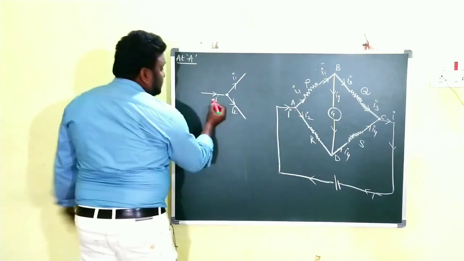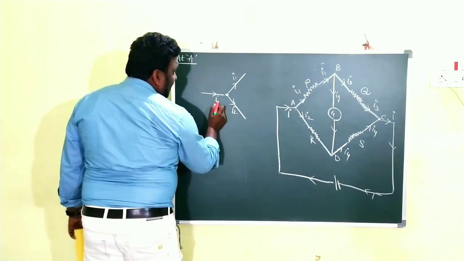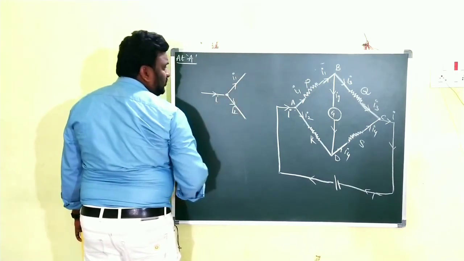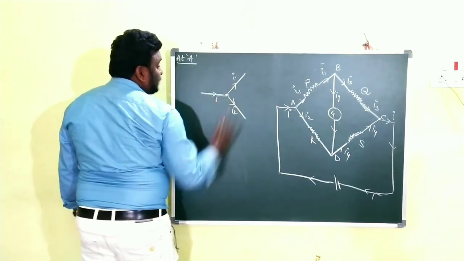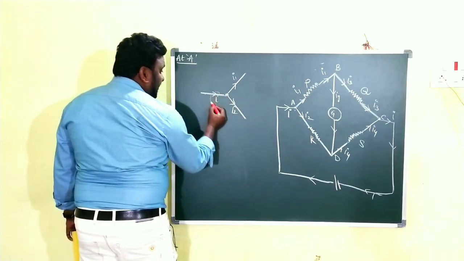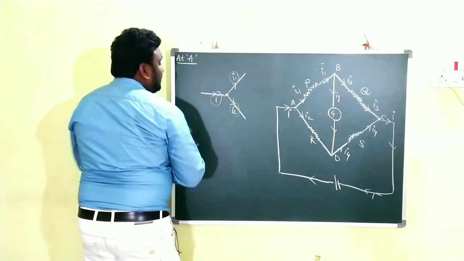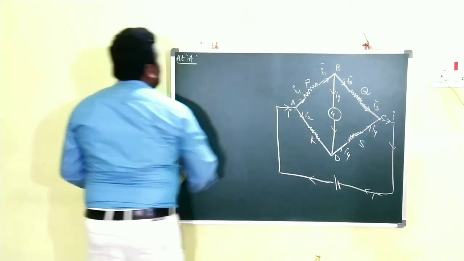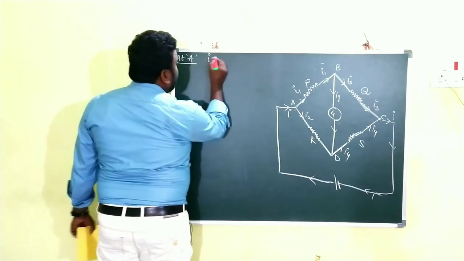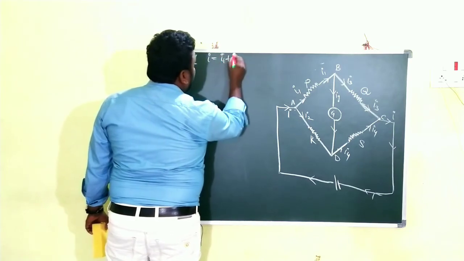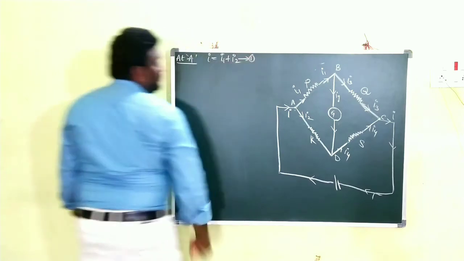So what do you have to write, children? The amount of current entering the junction is I. The amount of current leaving the junction is I1 and I2. So according to the first law, amount of current entering the junction equals the amount of current leaving the junction. That's why here, you simply write I is equal to I1 plus I2. So this is equation number 1, children.